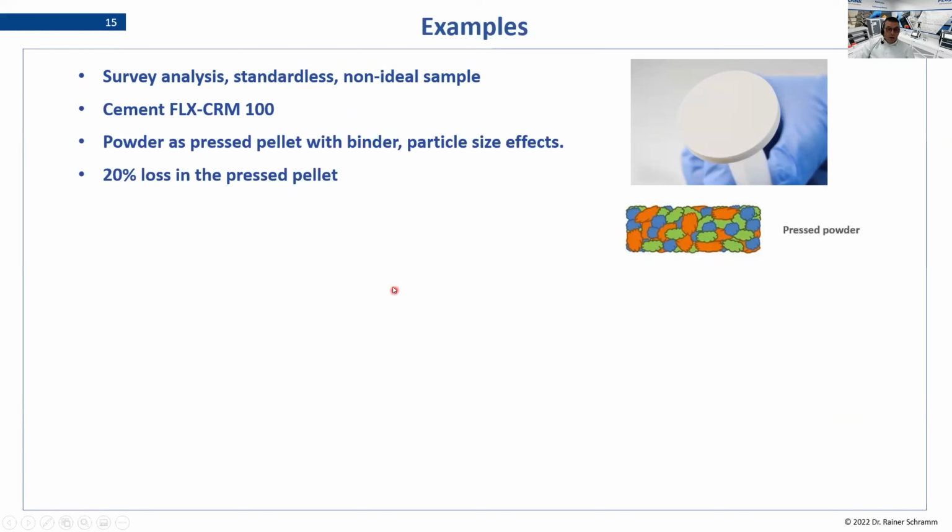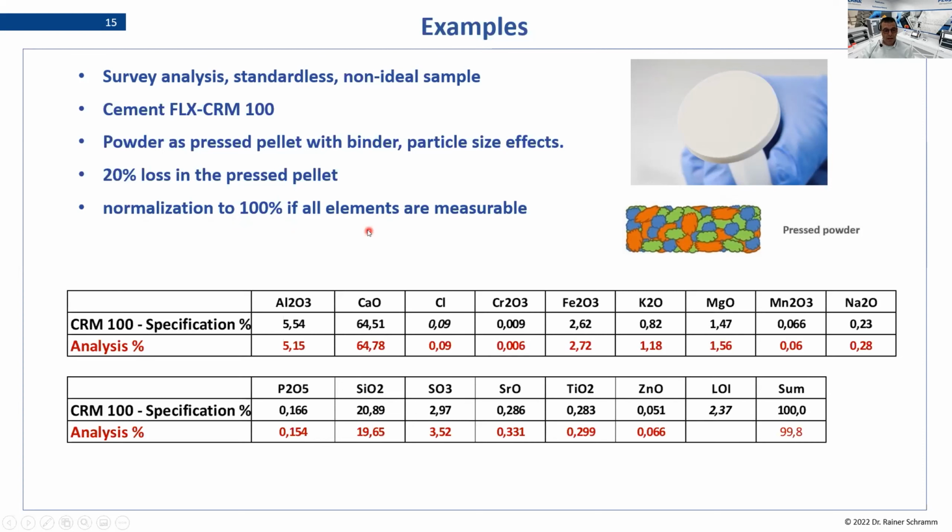So to use that still to do quantitative analysis, you could do a trick that you say, okay, but I know all elements, and so I can normalize this to 100%, and then you would get quite a reasonable result, but only if this is allowed to do. And here you see, for example, the comparison between the certified value and the analyzed value. So there also you see quite a good agreement.